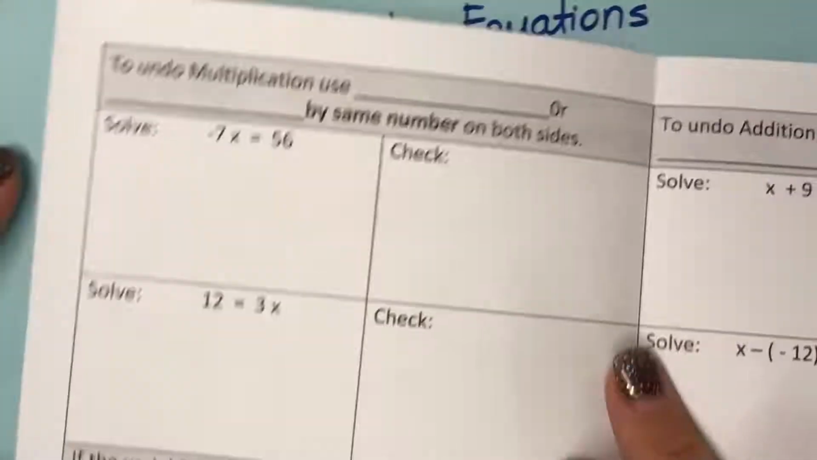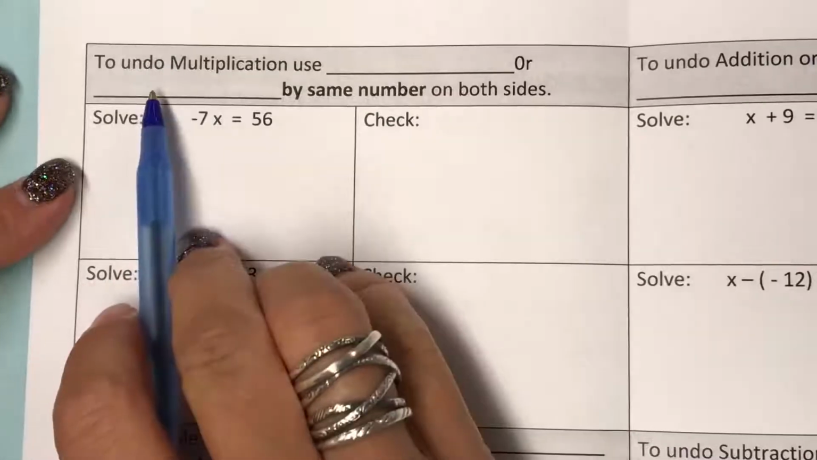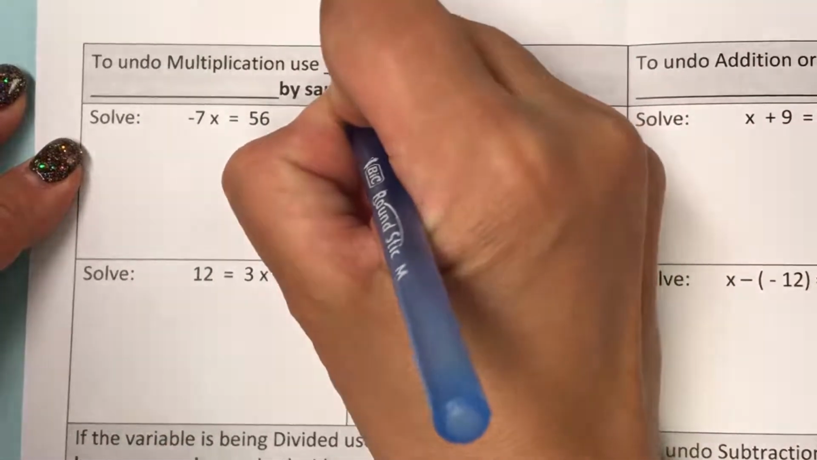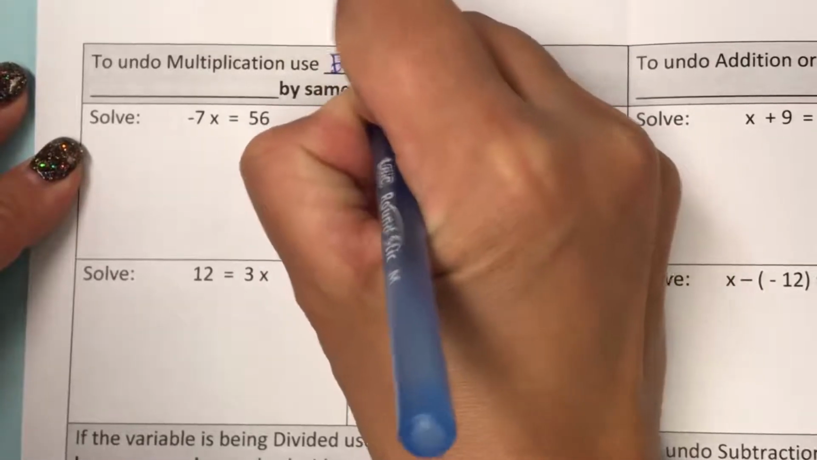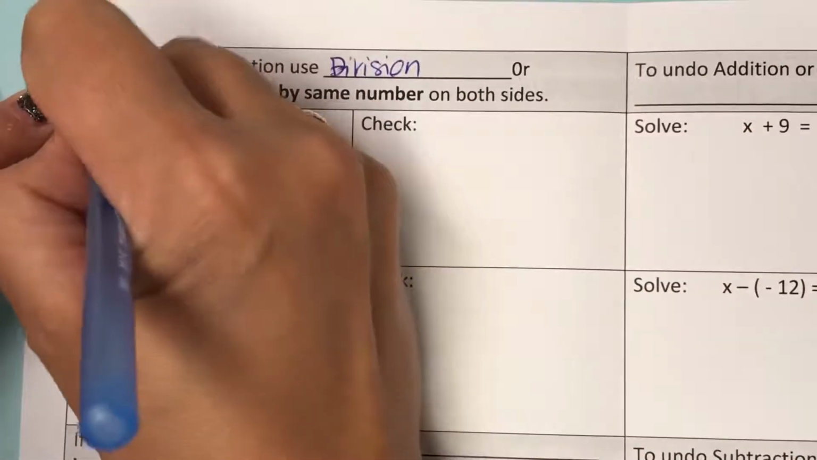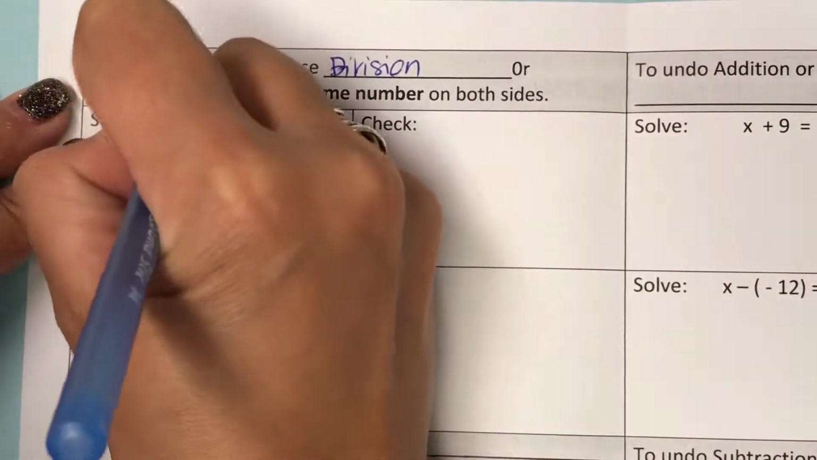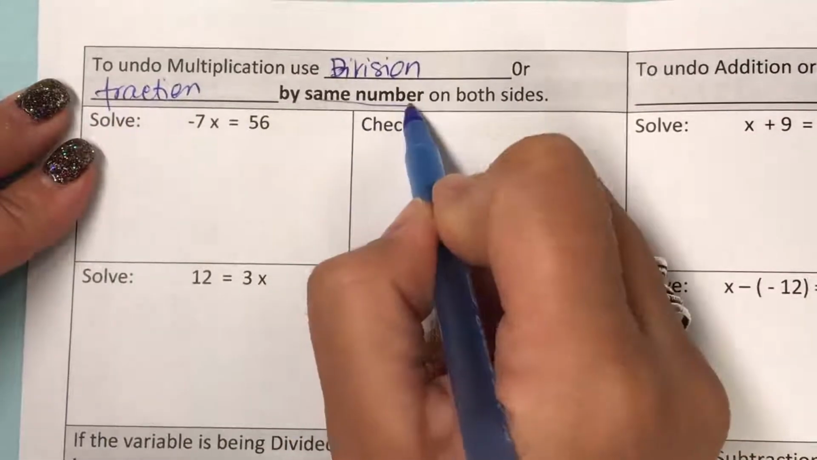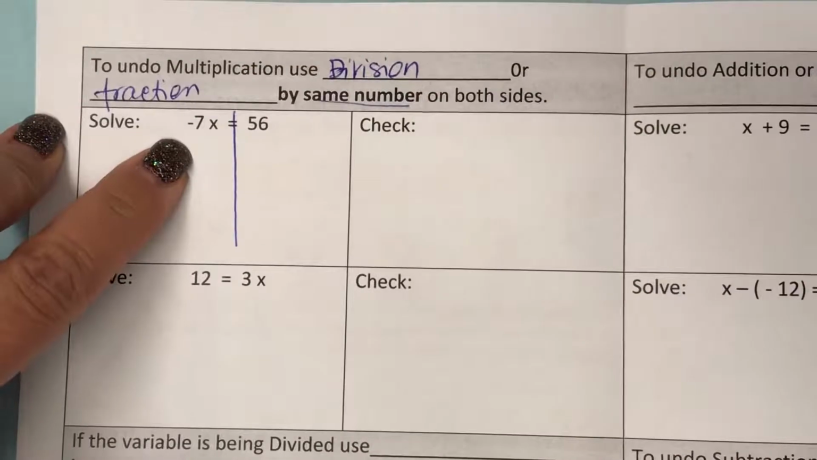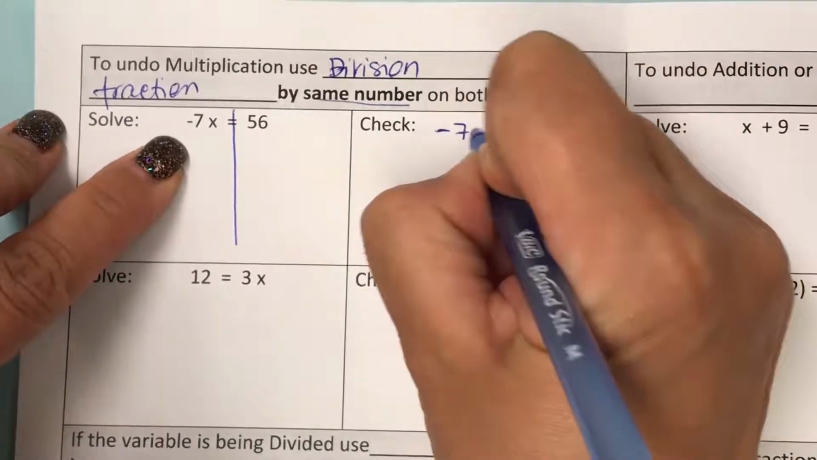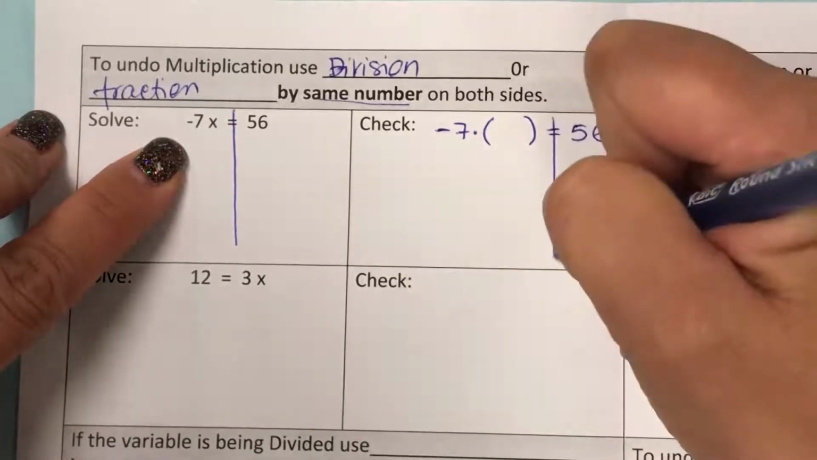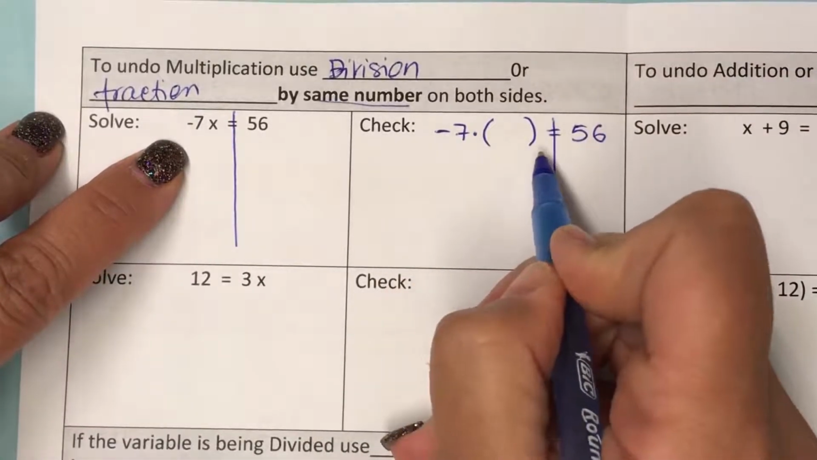Let's see some examples. So in the first set, I have multiplication. To undo multiplication, use division, or fraction, so fraction or division. And when you divide, you have to use the same exact number. So right here in my equation, I have -7x. That means -7 multiplied by what number will equal 56? So -7 times what equals 56?